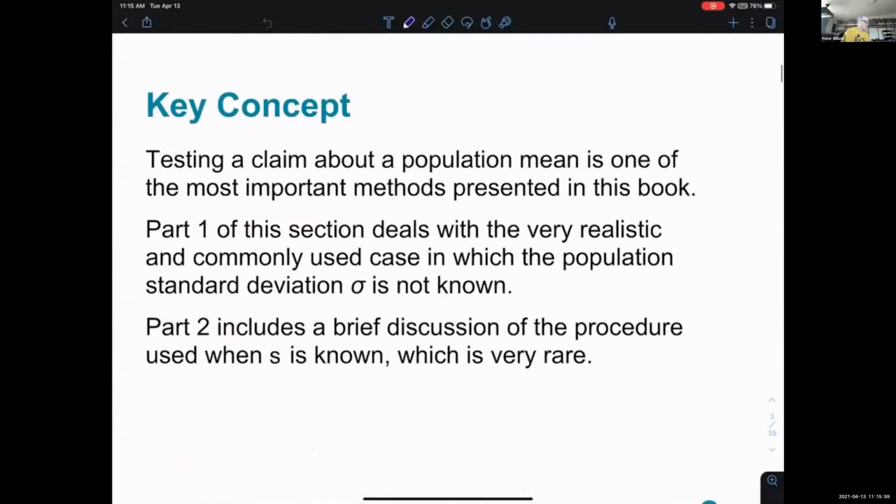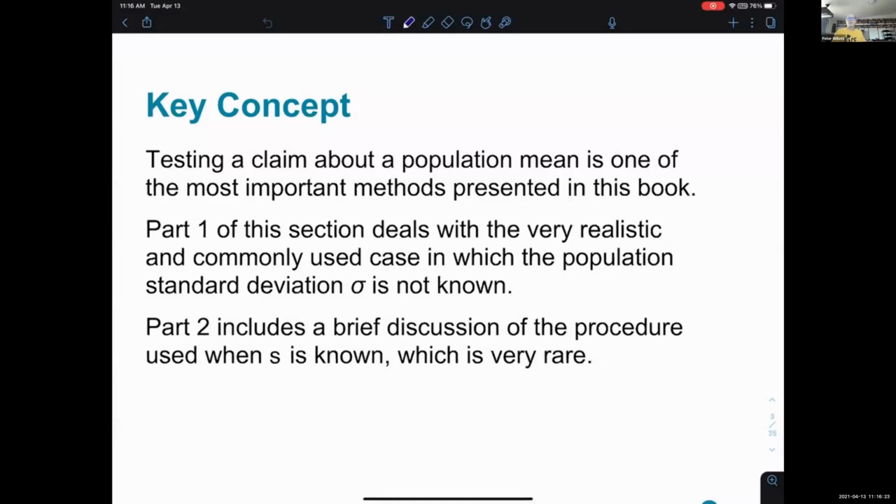So key concept, testing a claim about a population mean is one of the most important methods presented in this book. That's a fair statement. It's very, very important because this is one of the most common ways statistics is used and that you will see it used in society.